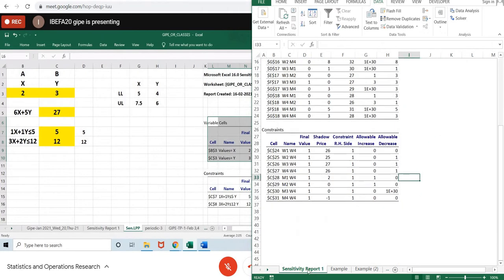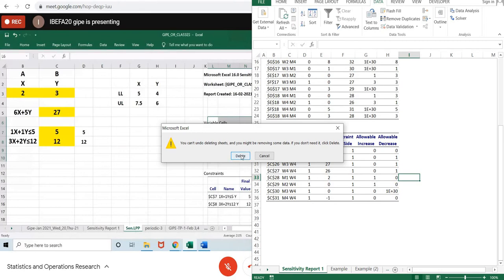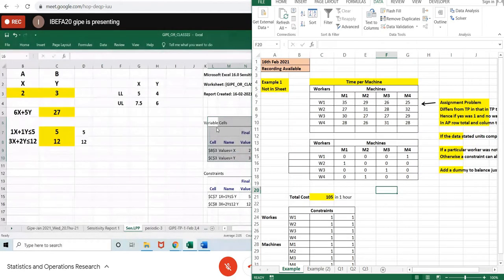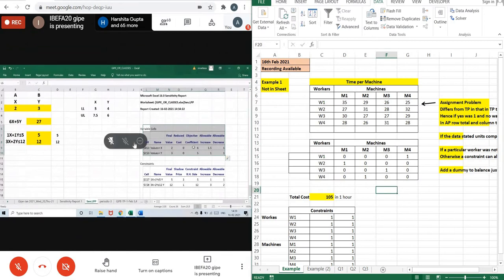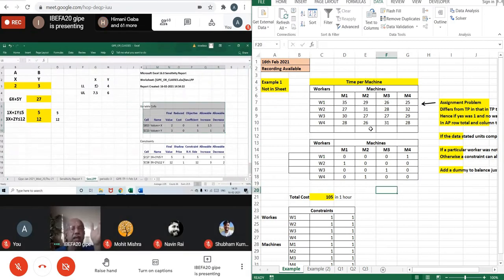So the sensitivity report says X can be increased by 1.5 and decreased by 1 for the profit of 6. That is 5 and 7.5. Similarly for Y, decrease can be 1 and increase can be 1, so 4 and 6. Is that clear now?